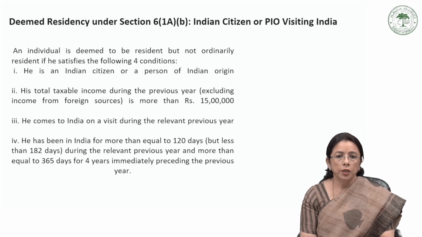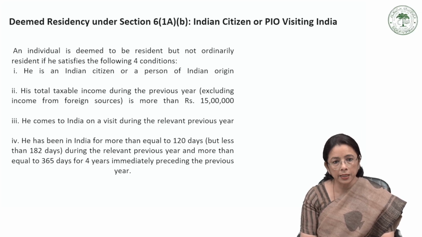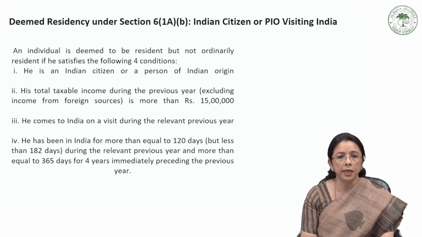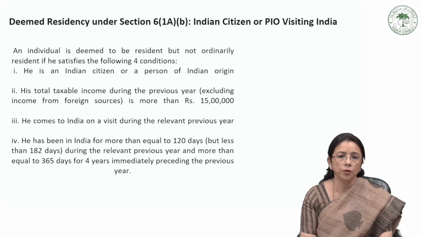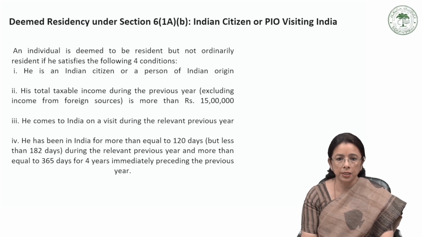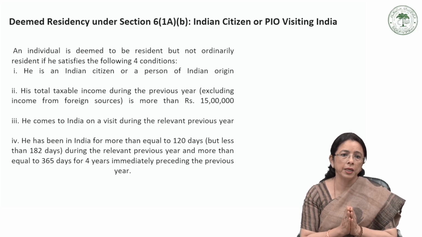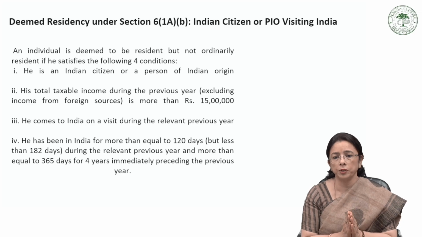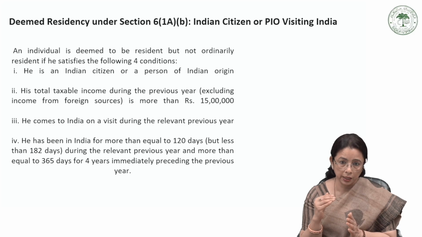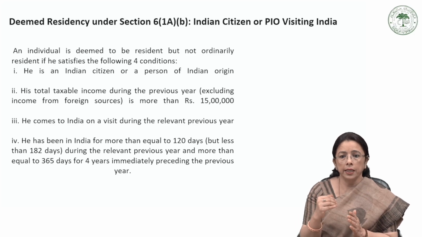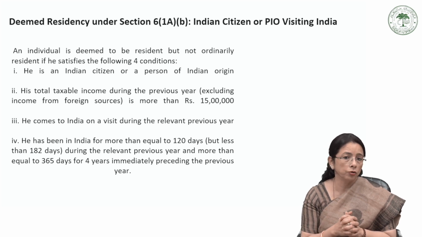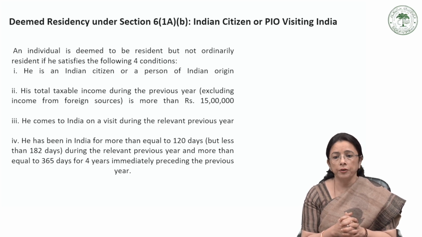Now coming to the deemed residency under section 6 para 1A subpara B, that is Indian citizens or PIO visiting India. Deemed resident under this section, we can say that an individual shall also be deemed to be a resident but not ordinarily resident if they fulfill some of the conditions. Again, that is, he is an Indian citizen, or he is a person of Indian origin, that is PIO.